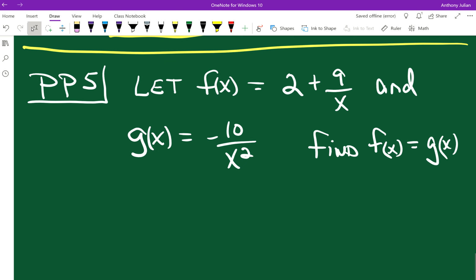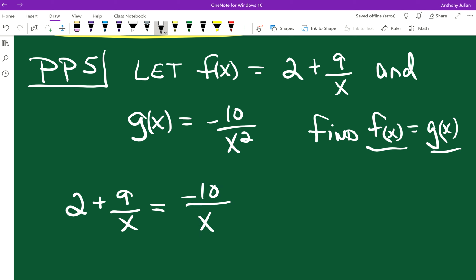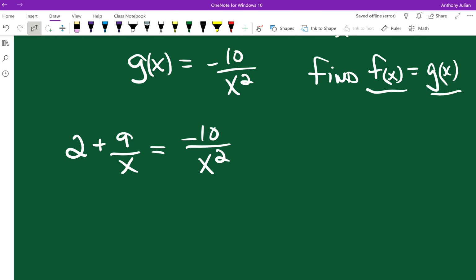All right, in practice problem 5, we've got let f of x equal 2 plus 9 over x and g of x equal negative 10 over x squared, and they want us to find f of x equal to g of x. So let's write that up where it's equal. These two are equal to each other. So I've got 2 plus 9 over x, and that's going to be equal to negative 10 over x squared. All right, so as we've been doing, let's get our denominators to be the same. This is really over 1. So it looks like I want to get them all to be x to the second power.